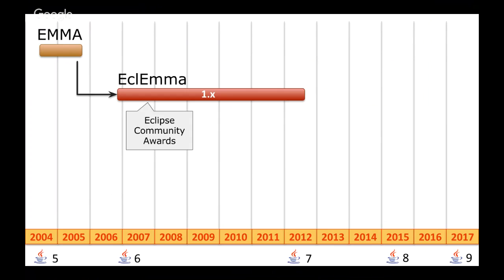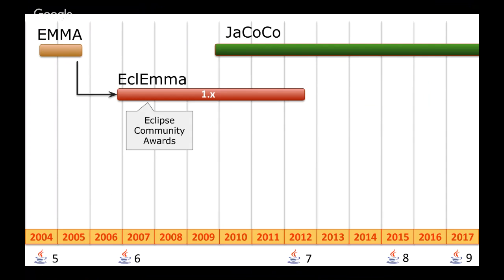This finally leads me to the question: maybe we need a new way, a new code coverage library as a replacement for Emma, which can handle the new Java versions, and which can also be better integrated into the Eclipse IDE. So this leads me to the development of the JaCoCo library.